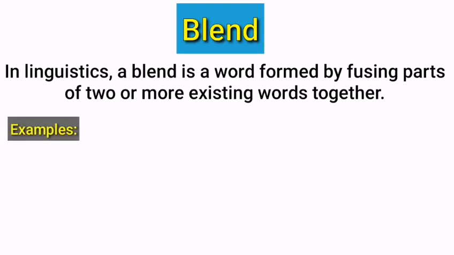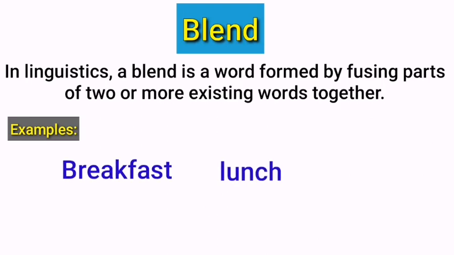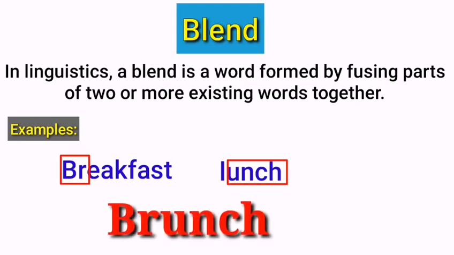Just look at these two words. Breakfast and lunch. These are two separate words, but if we take the initial part, br, from the word breakfast, and the ending part, unch, from the word lunch. So, it creates a new word, brunch. It refers to the combination of breakfast and lunch. It is usually served in late morning. So, this process is called blend in linguistics.